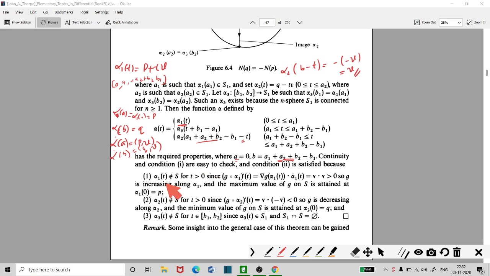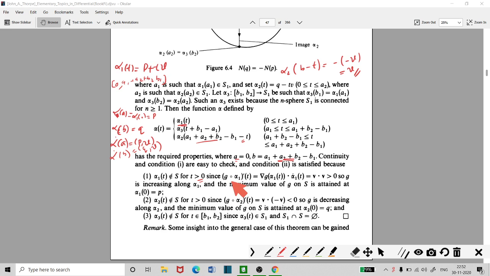So first we verify alpha 1 of t. Alpha 1 of t does not belong to S for t greater than 0. At t equal to 0, alpha 1 of t is p, so that is on the surface. For t greater than 0, we can say this is not a point on S. Why is it not a point on S?